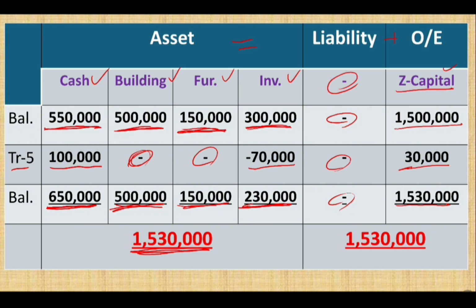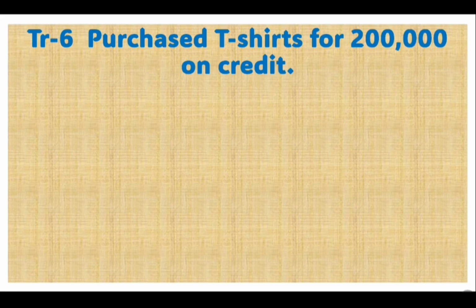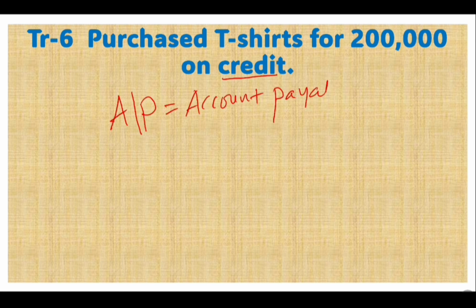So what will be the total asset here? After transaction 5, the total asset of the company is increased by 30,000, which is the sum of cash plus building plus furniture plus the inventory. So both sides are balanced. So on transaction 6, the Z company purchased t-shirts for 200,000 on credit.